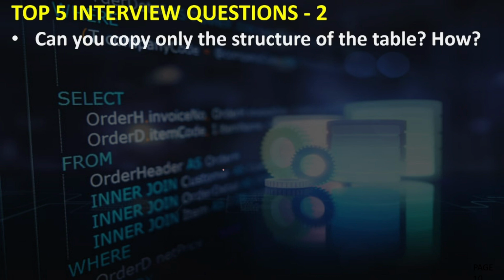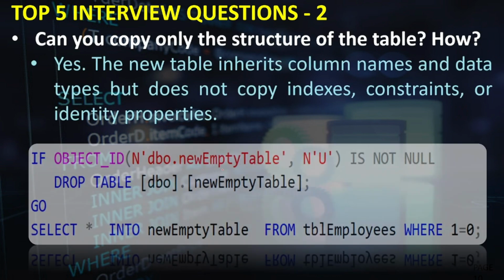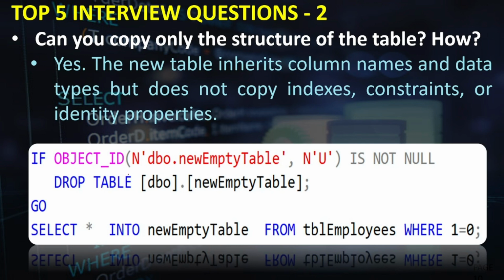Question number 2 is, can you copy only the structure of the table? We have already seen this example, and we can do it this way. Select star into new table from TVL employees, the source table, where 1 equals 0.